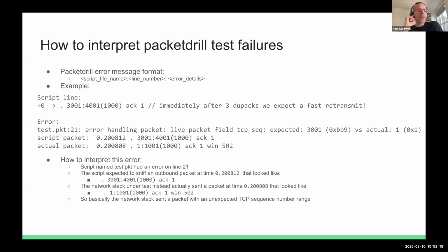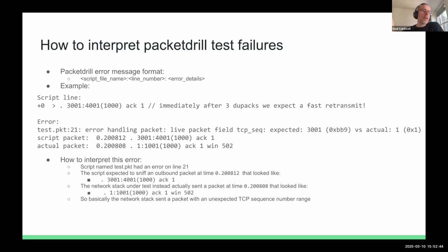So just a quick little bit of documentation on how exactly to interpret Packetdrill test failures. They're kind of like you would expect from your experience with a C compiler, say, where when there's an error, the error message will have the file name, in this case, the file name of the script, and then a colon, and then the line number within that file, and then the details for the error.